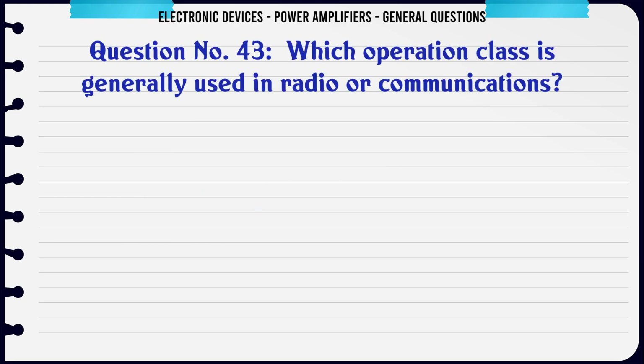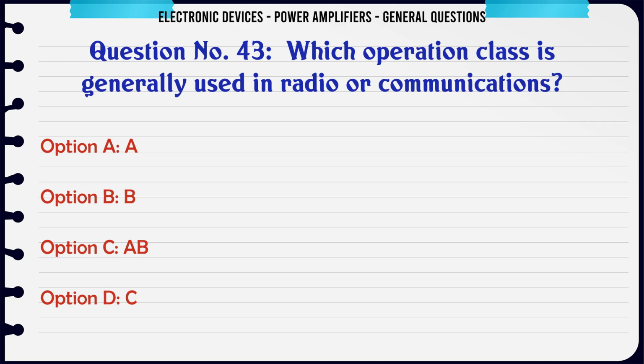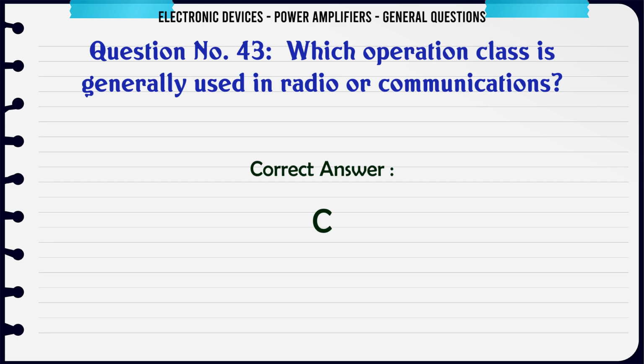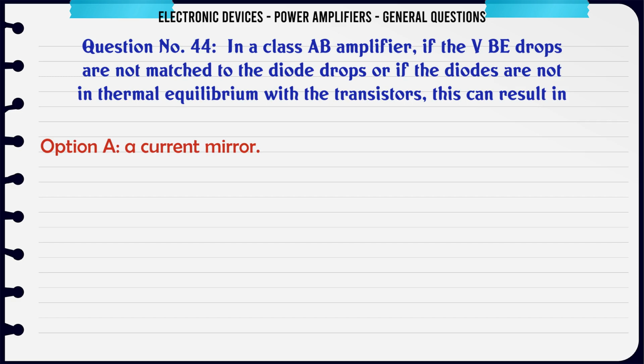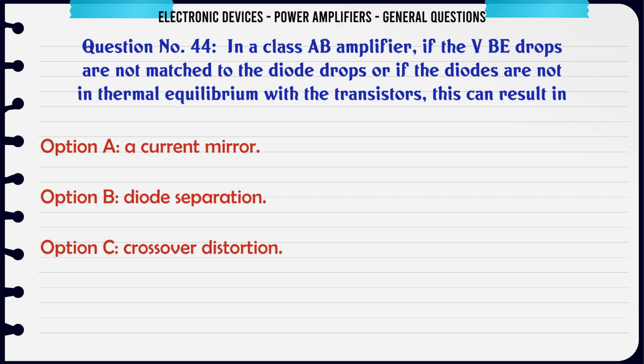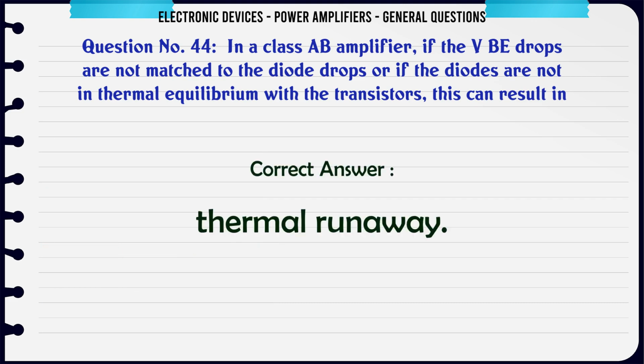Which operation class is generally used in radio or communications? A. A, B. B, C. AB, D. C. The correct answer is C. In a class AB amplifier, if the VBE drops are not matched to the diode drops or if the diodes are not in thermal equilibrium with the transistors, this can result in: A. current mirror, B. diode separation, C. crossover distortion, D. thermal runaway. The correct answer is thermal runaway.